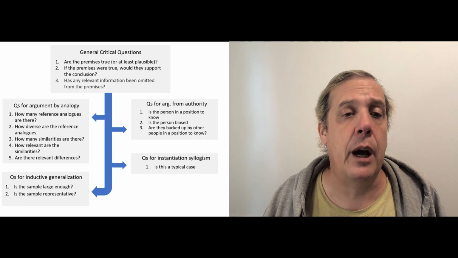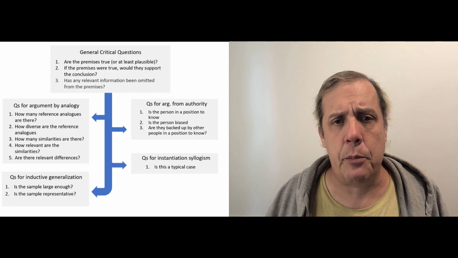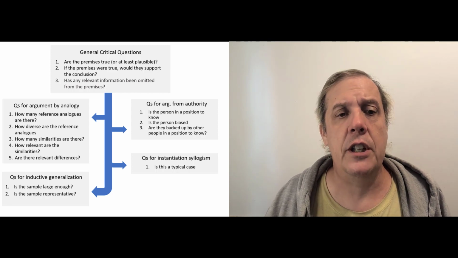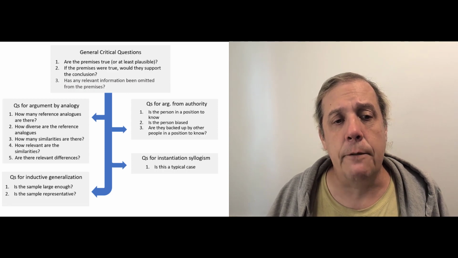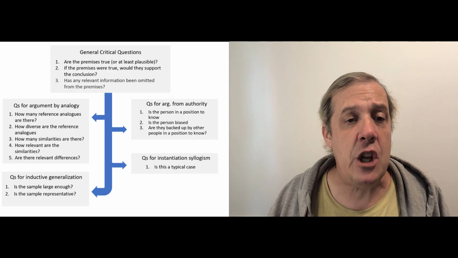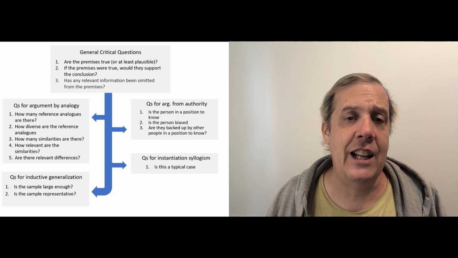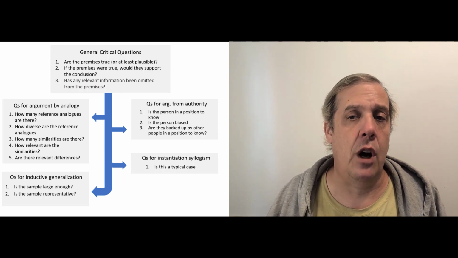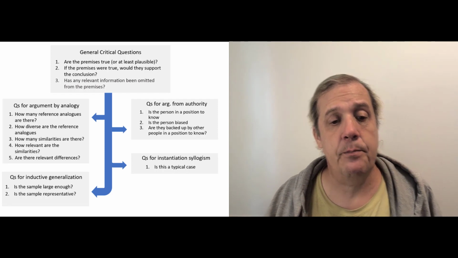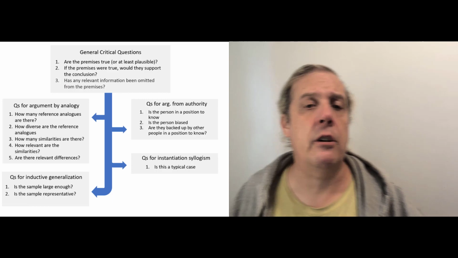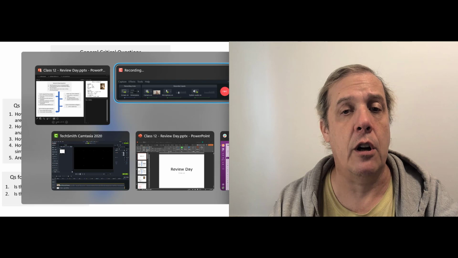So for instance, with argument by analogy, if you want to know whether the premises support the conclusion, you need to think about the strength of the analogy. How many reference analogs? How diverse are the reference analogs? How many known similarities are there, and how relevant are they? There's also a specific kind of missing information that you want to look for. You want to look for relevant differences. And you have similar variations on the general questions for all of the other forms of argument that we looked at.